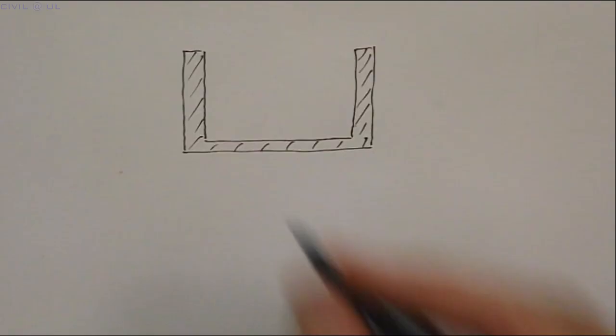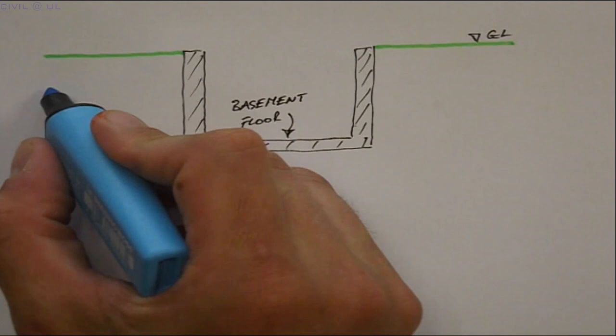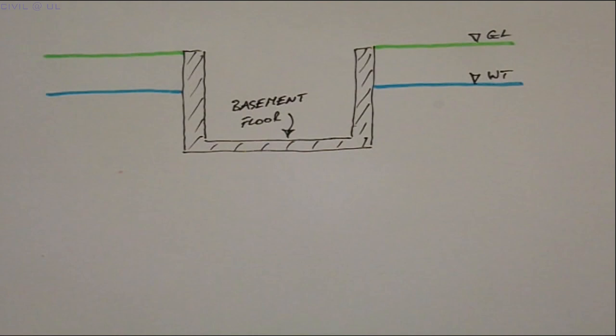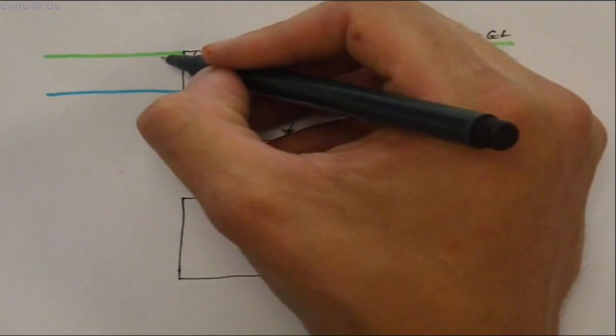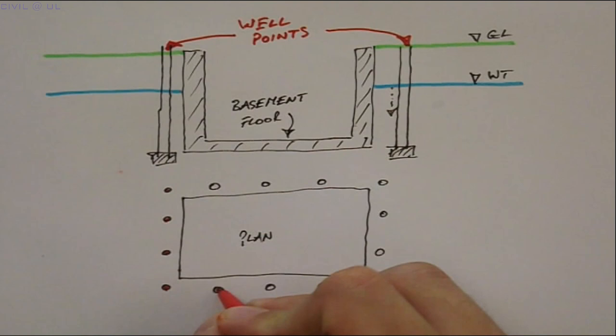If we construct a deep basement at a site having a high water table, it is necessary to temporarily, or maybe permanently, lower the water table to facilitate the construction. This is accomplished by installing a series of well points around the perimeter of the basement to pump and lower the water table below the basement floor.